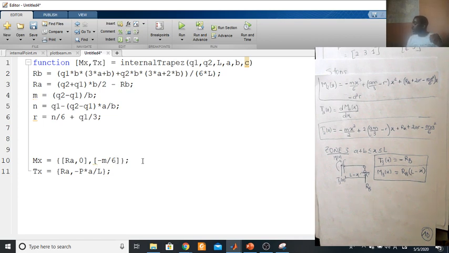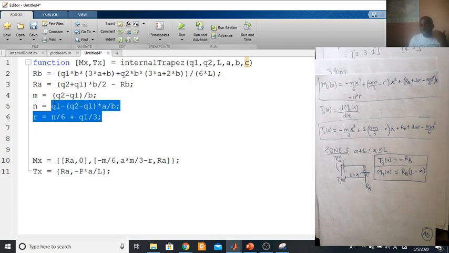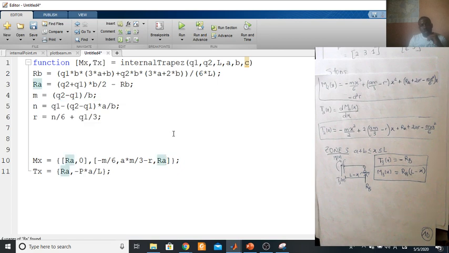Yes. And then for x squared, we have A times M on 3 minus R. We write just what we see here: A times M divided by 3 and then minus R. That's the term in x squared. The term in x now will be RA. So you see that we already have all of these values up here. So in the calculation, we do not need to pull all of those long expressions. If we just express the new values in terms of the known values, then we can do just this in MATLAB and we are good to go.